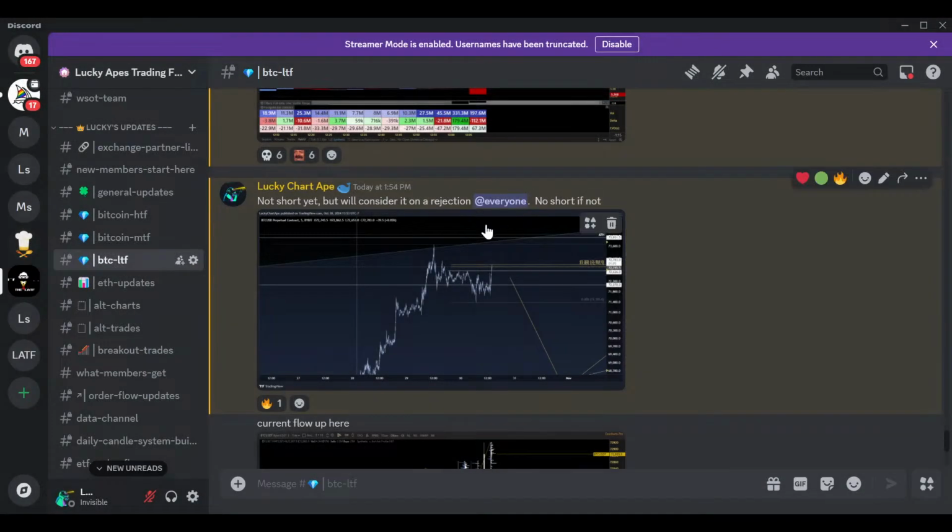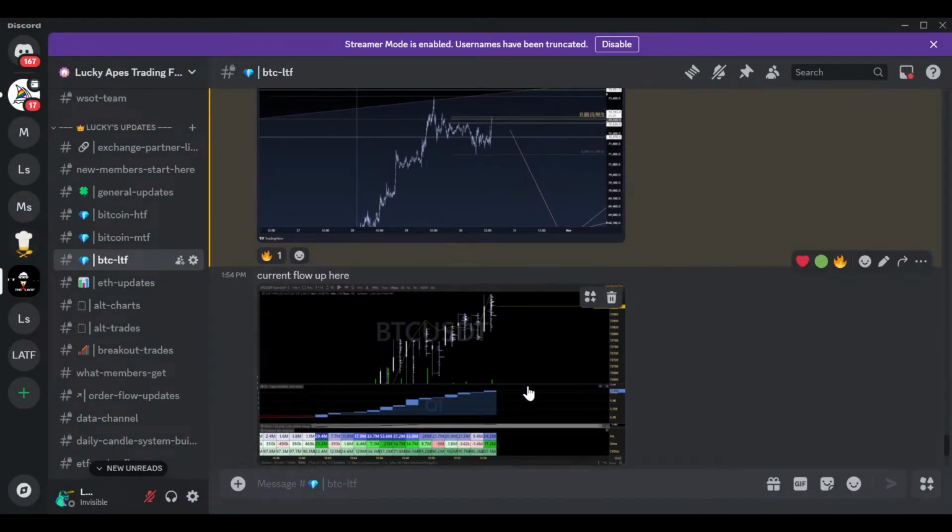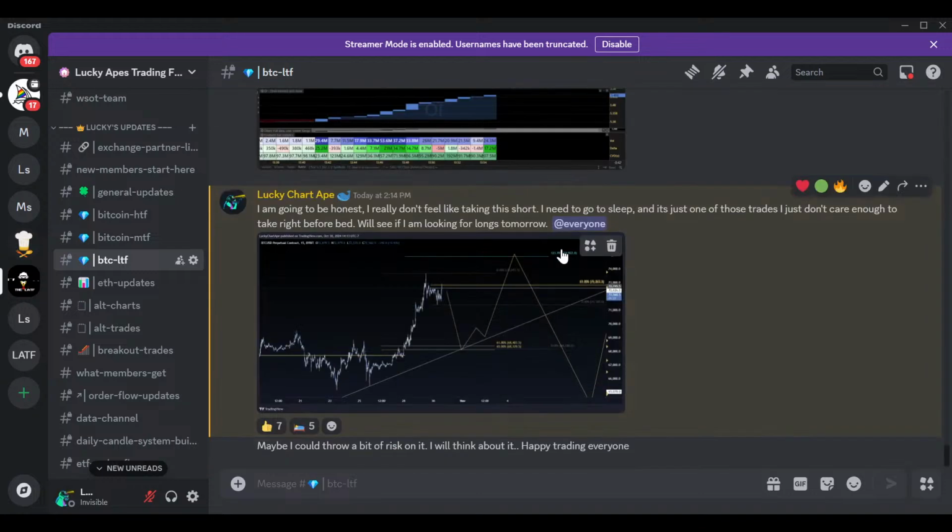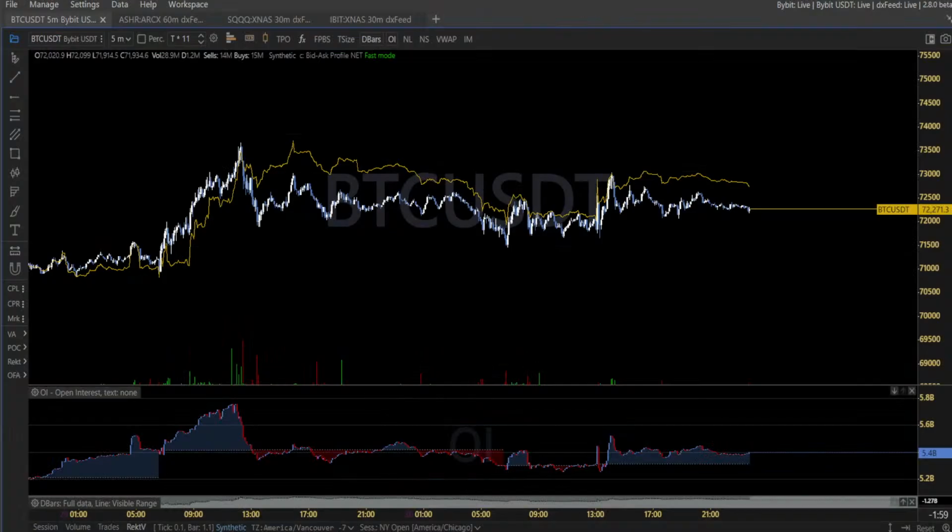This was last night. I was going to sleep really early in the morning for me, giving a little order flow update. And then I just said, to be honest, I really don't feel like taking this short. I have to go to sleep, and on this 5-minute chart, I might put on a little bit of risk. But anyways, I went to sleep. Here we are, and now we're going to go to order flow real quickly, then back to the TradingView chart.